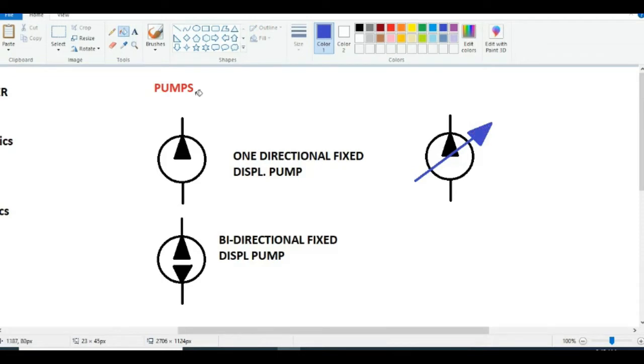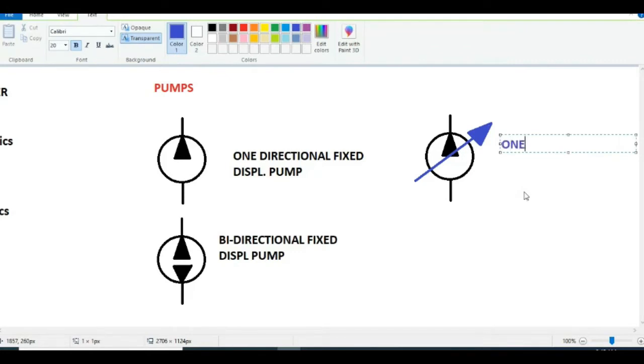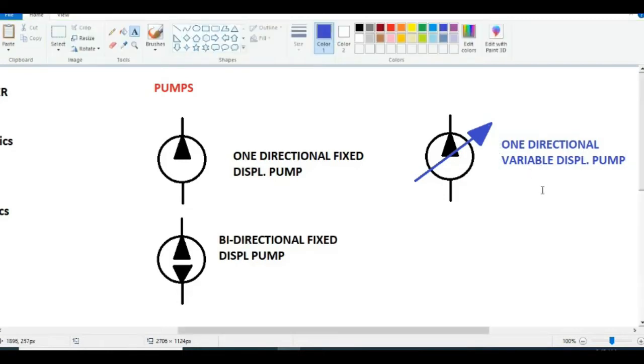For a one directional pump, instead of fixed displacement, you just have to add variable displacement. This is the one directional fixed displacement pump and the bidirectional fixed displacement pump. If you show the cross arrow, it is one directional variable displacement, so instead of fixed displacement, you use the variable displacement pump. This is all about the types of pumps.